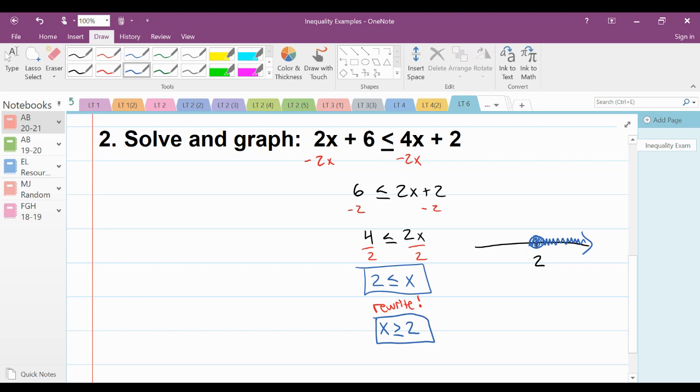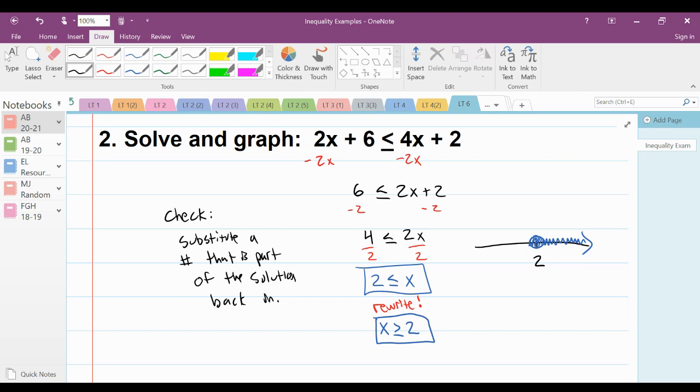Now, a reminder that in order to check, you can always substitute a number that is part of the solution back in. Oh wow, can't spell. So in this case, you could choose x = 5, x = 10, x = 100, something that is greater than or equal to 2, substituted back into my original inequality to double check that I get a true statement and that I know that I solved this correctly.